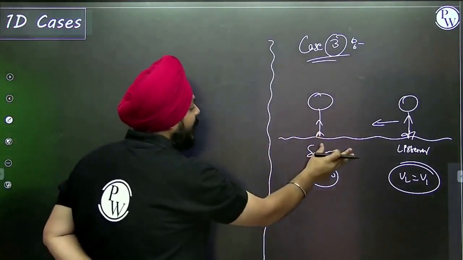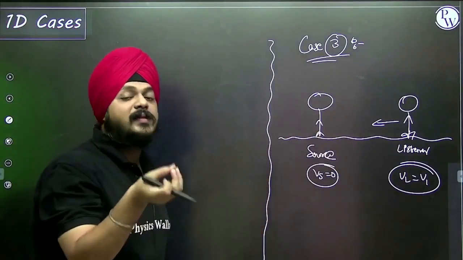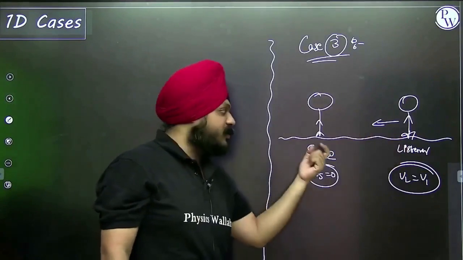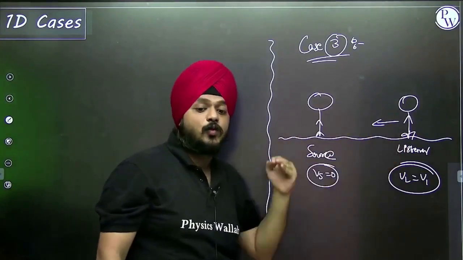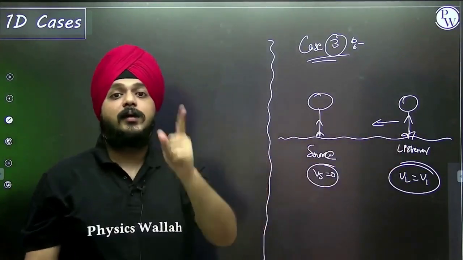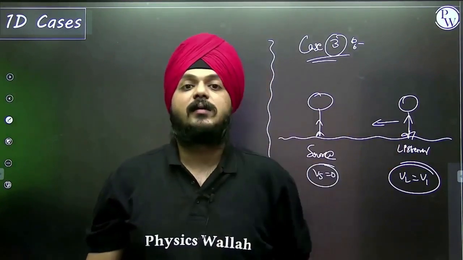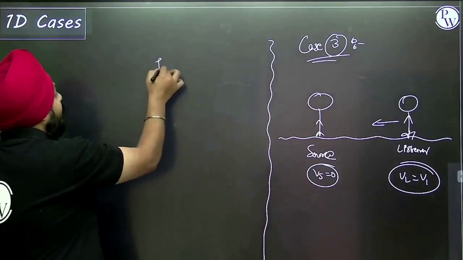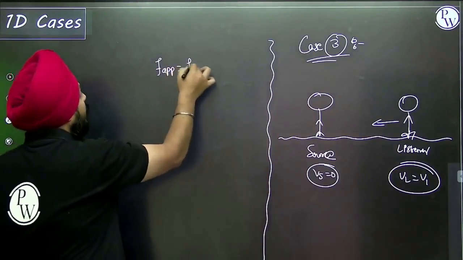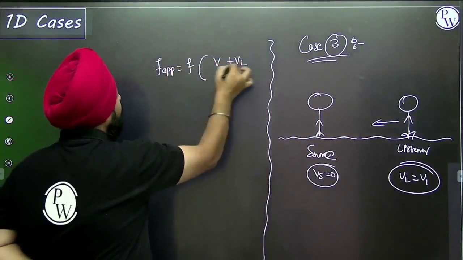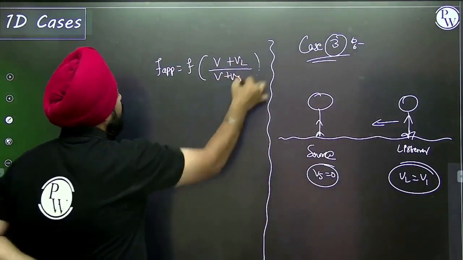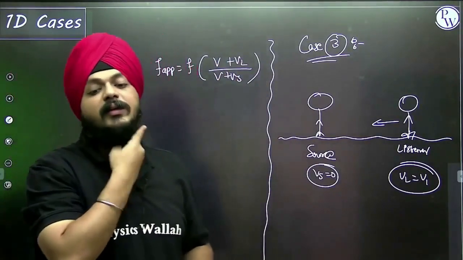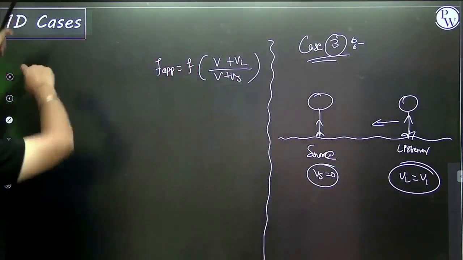The apparent frequency is getting increased. Apparent frequency is the frequency that is heard by the listener. When the listener is moving and the source is stationary, and the listener is moving near to the source, the apparent frequency heard by the listener is always increased. In that case, this apparent frequency F is equal to V plus V of L by V plus V of S. This value is getting increased.